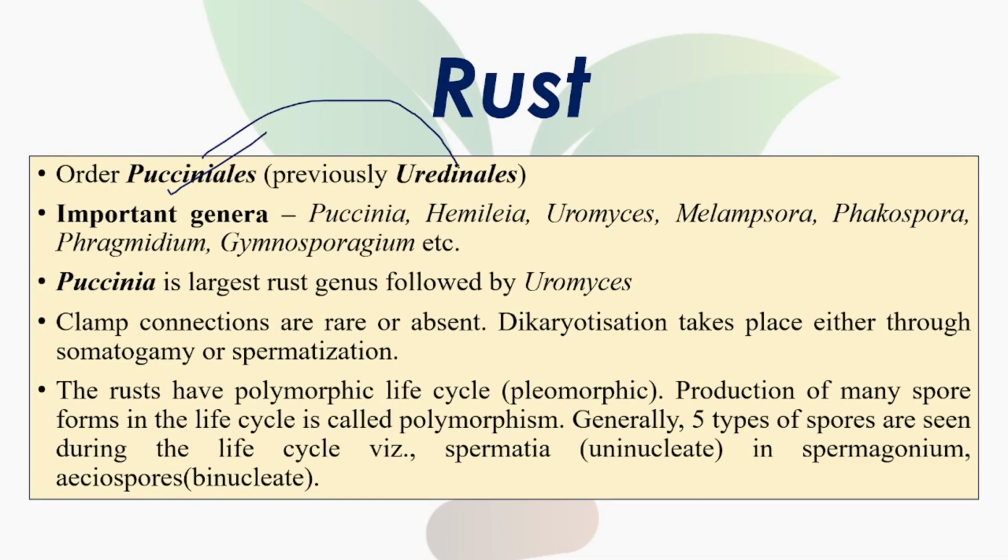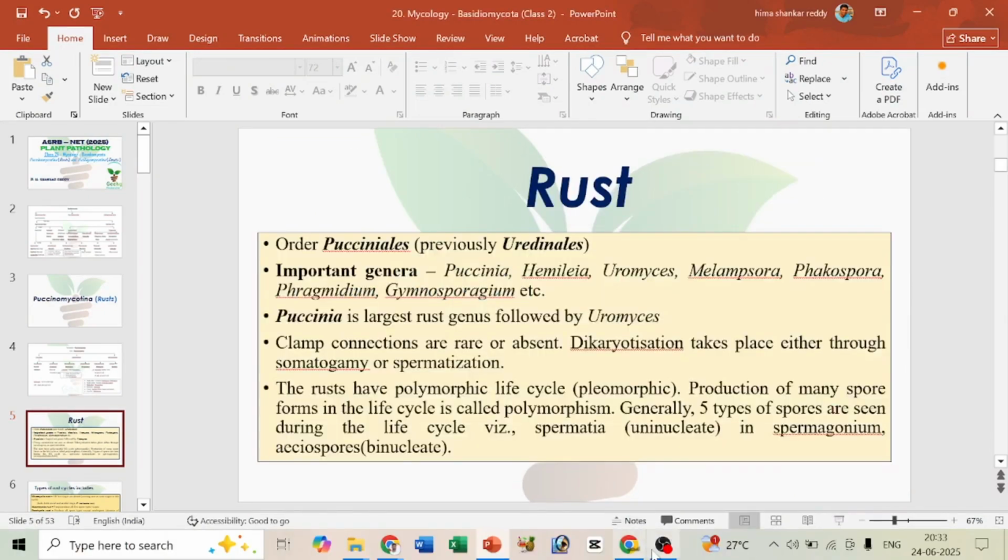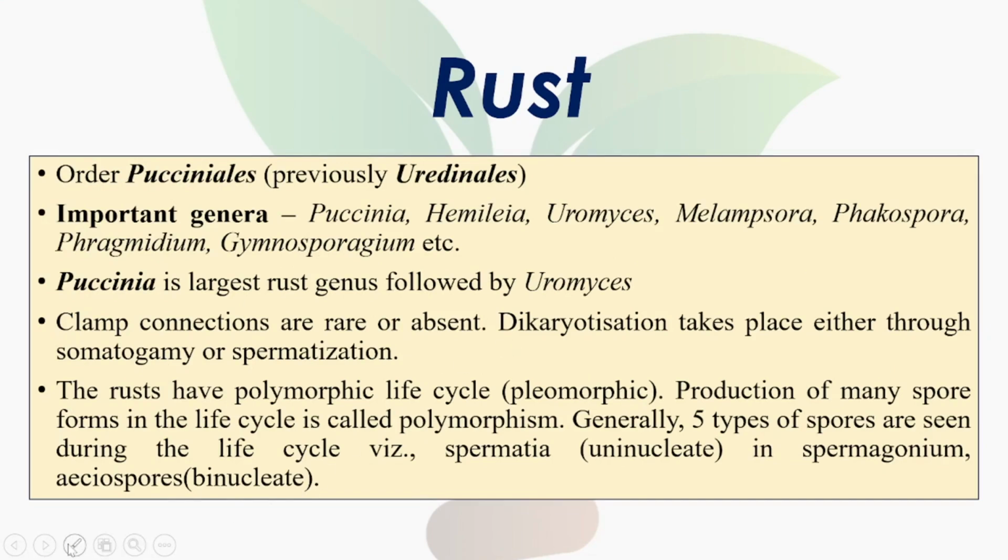Previously, this Pucciniales order was called Uredinales. Now it is called Pucciniales. The important genera that come under this, the rust-causing genera, are like Puccinia, Hemileia, Uromyces, Melampsora, Phakopsora, Phragmidium, Gymnosporangium, et cetera. These are all repeatedly studied genera.